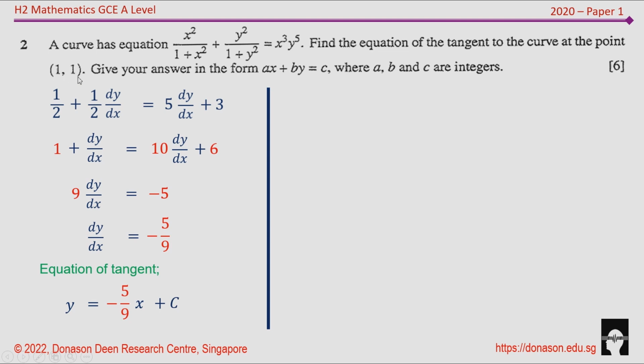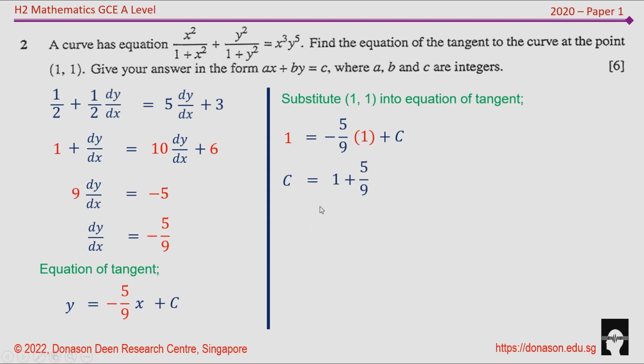So I'm going to take the (1, 1) again and substitute it this time into the equation of the tangent. So I'm going to replace the y with the 1 and x with a 1. So 1 equals minus 5/9 of 1 plus the constant c. So c would be 1 times minus 5/9, which is minus 5/9, which when I throw to the other side is going to become plus 5/9. So that would be 1 plus 5/9, and that should reduce to 14/9. So we have the constant c here, which is the y-intercept.